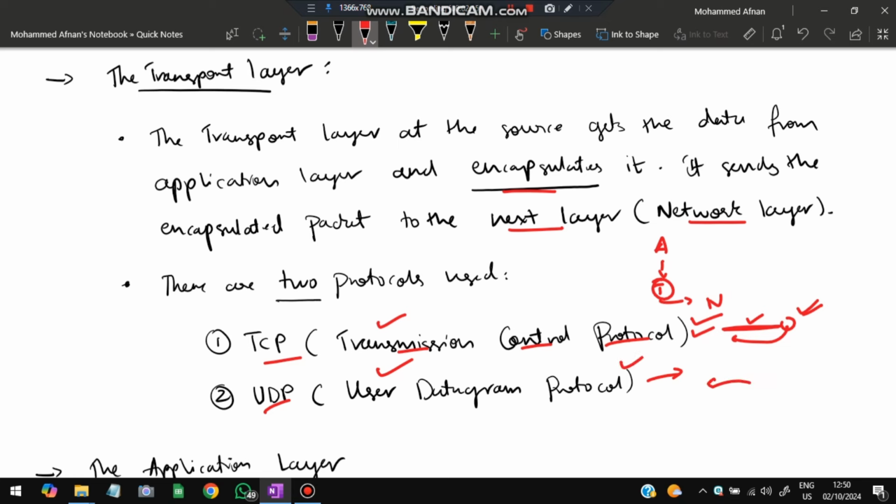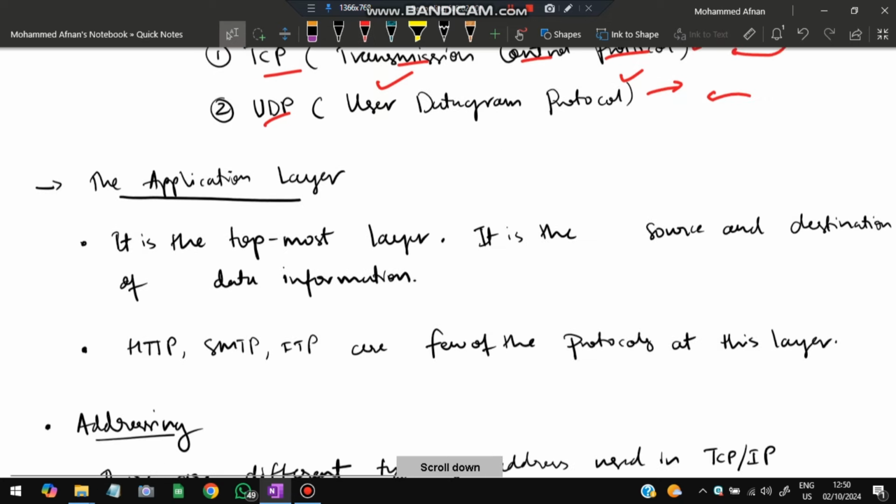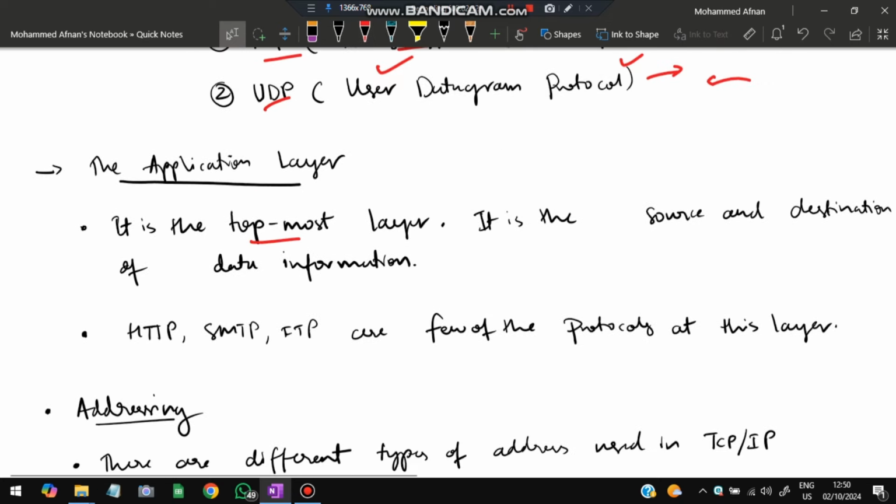So this is used when people spam mails, right? They just send the mail. They are not concerned about whether it reaches the destination or not. But if you want to send some bank data or password data, it is very important to ensure it has reached the destination.